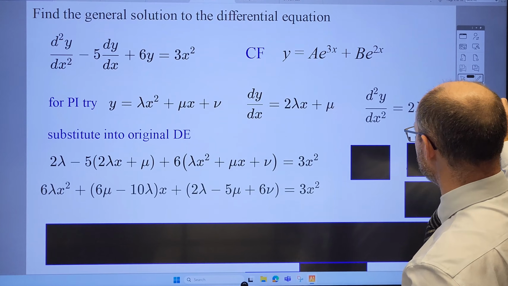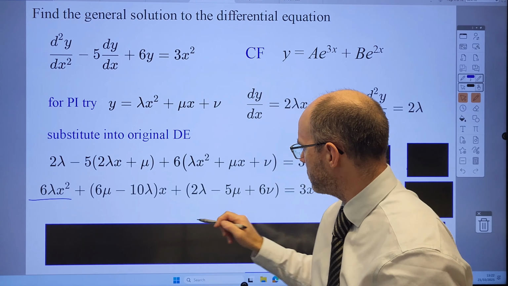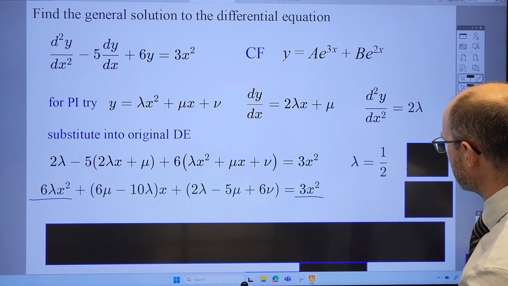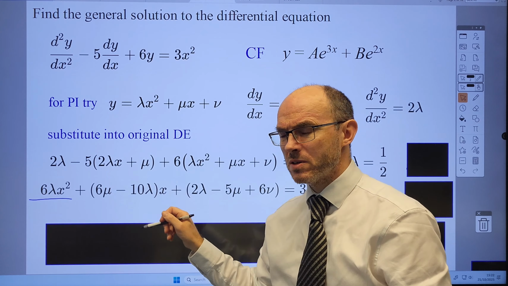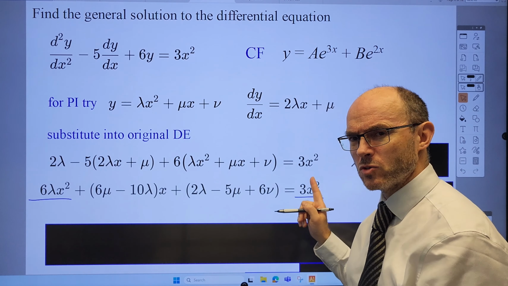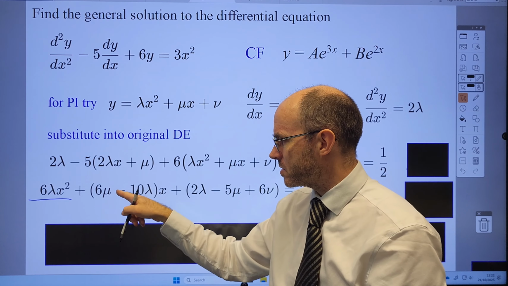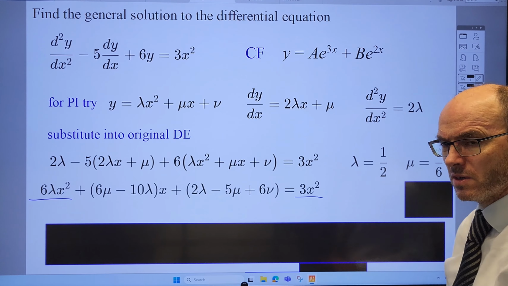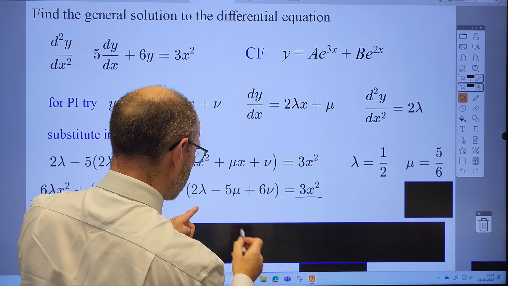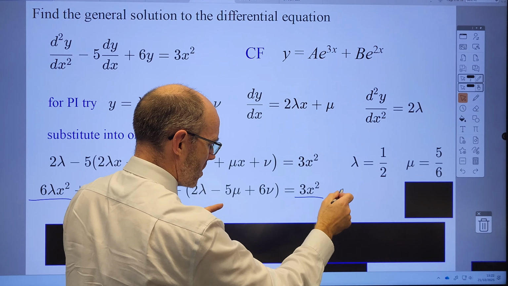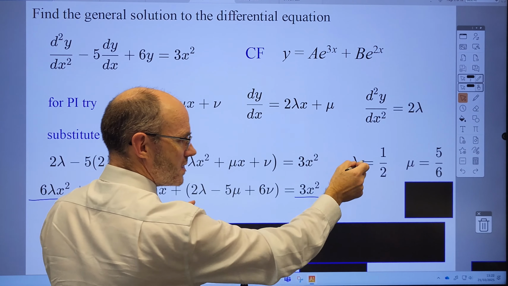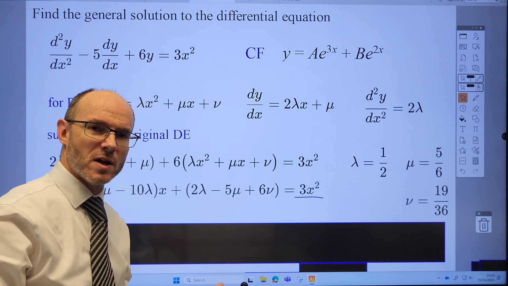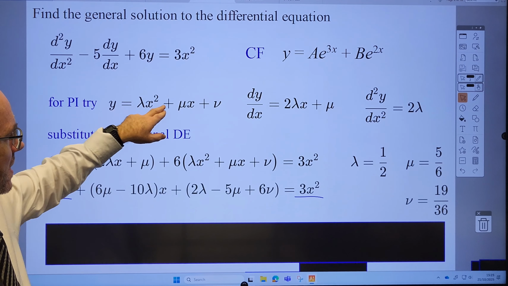And with a similar approach to before, you're going to say that the x squared terms must be the same. So 6 lambda equals 3. So lambda then must be 1/2. These terms, well, there's no x term on the right, so that must be 0. So 6 mu minus 10 lambda equals 0. So using lambda as a half, you can work out mu turns out to be 5/6. And then this is also 0 because there's no constant term on the right hand side. So substitute this in here to work out nu, and that turns out to be 19/36. And that gives us our particular integral.